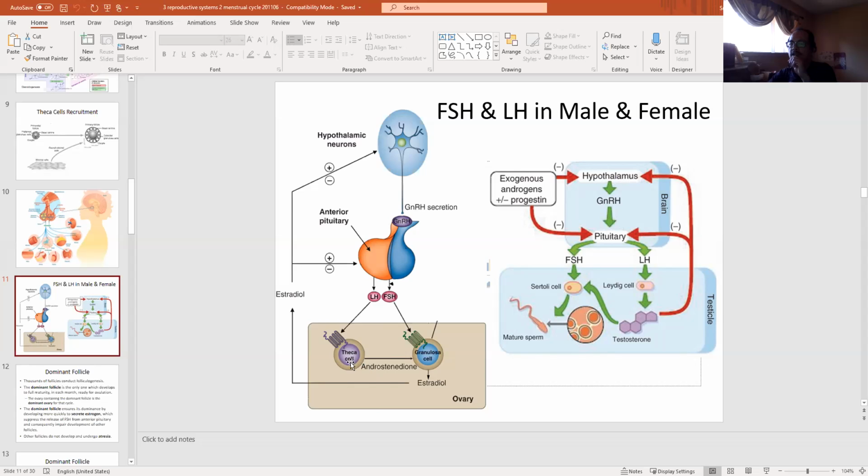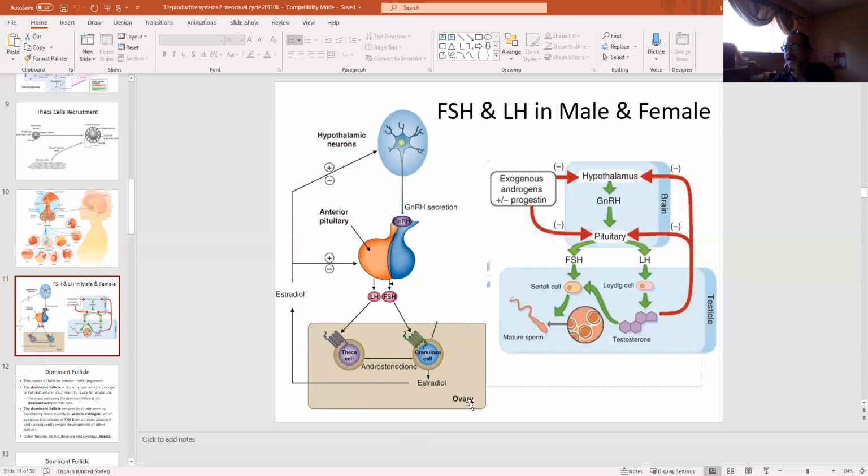Theca releases the androgen. The type they release is androstenedione. This one will diffuse into the granulosa cells. Follicle stimulating hormone acts on the granulosa cells to make them grow. So this follicle stimulating hormone is for the follicle. Then it is not just making it grow, once we have the theca cells surrounding in the neighborhood, it will also convert this androgen to the estradiol.